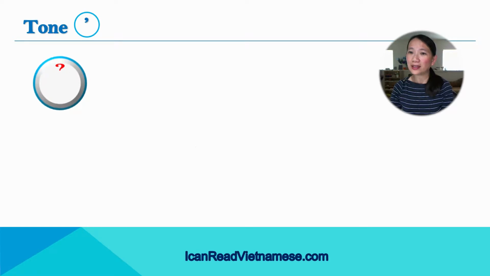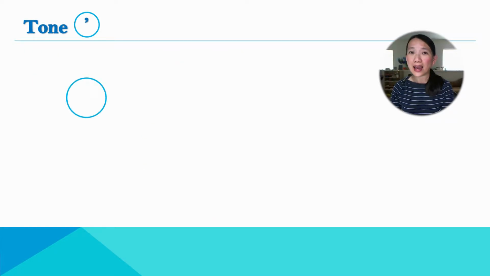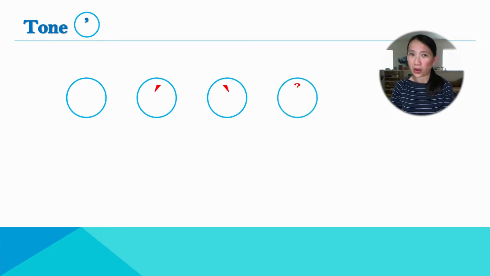Hỏi, as in cỏ. Previously we've been practicing with three tones: ngang, sắc, huyền. Ngang is a level tone, but the pitch is pretty high. Sắc going up, huyền going down. With the tone hỏi, we go down and up. Hỏi.